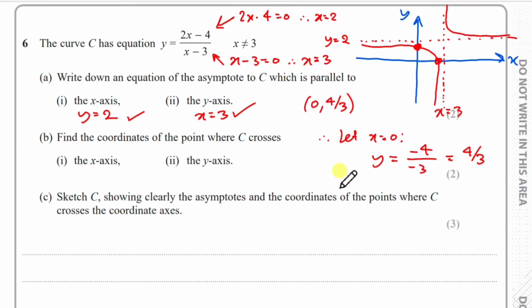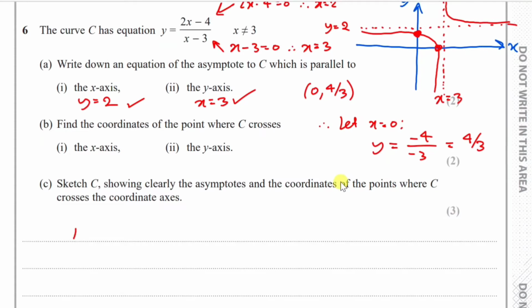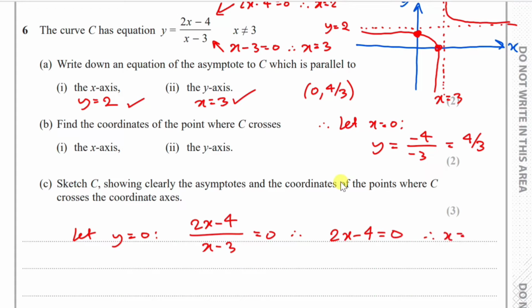Now we're going to let y equal 0. If you do that, you're going to have the whole equation, 2x minus 4 over x minus 3 equals 0. Clearly, when you times x minus 3 across, you're just left with 2x minus 4 equals 0, and we've done this earlier, you're going to get a result of 2. So the second pair is (2, 0). So we just say (2, 0).